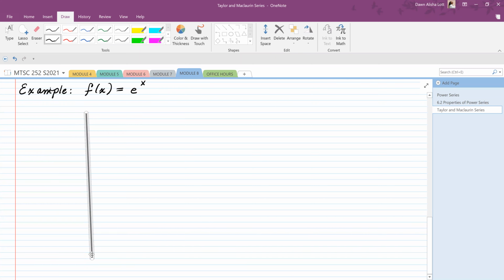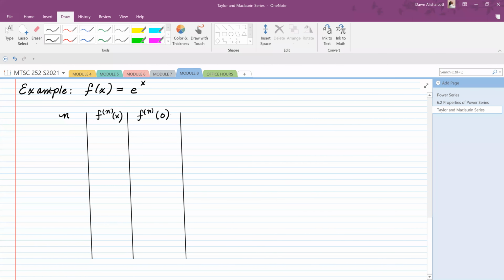First row. Okay. So this is going to be n. This is the nth derivative of the function. And then this is the nth derivative of the function evaluated at x equal to 0. Okay, so we're going to start off.